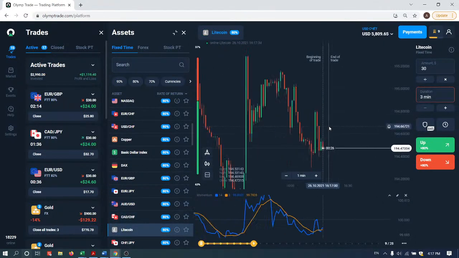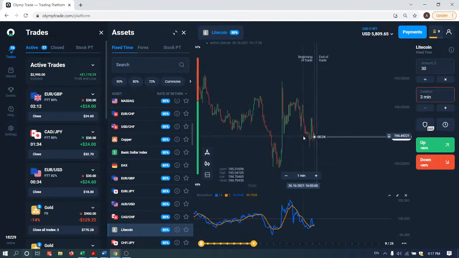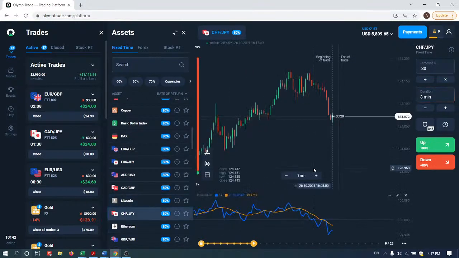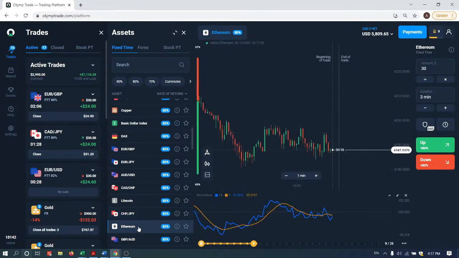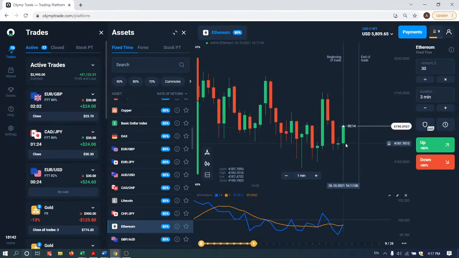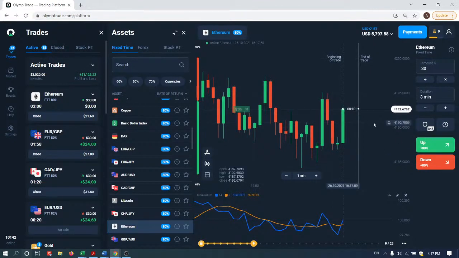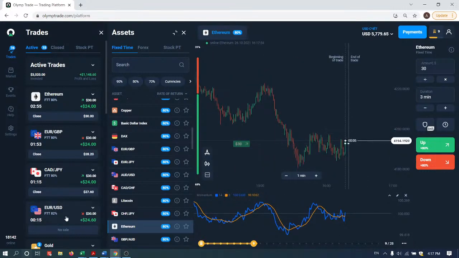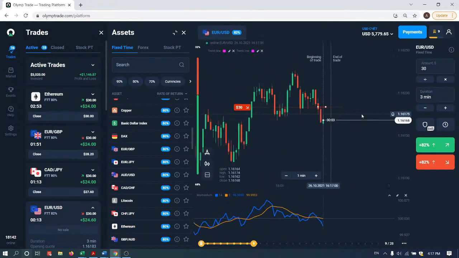Wow, Litecoin. Okay, I don't know. Ethereum, huh? So yeah, let's just go ahead and open the trade. Wow, it's pushing up very fast, so it's very volatile.